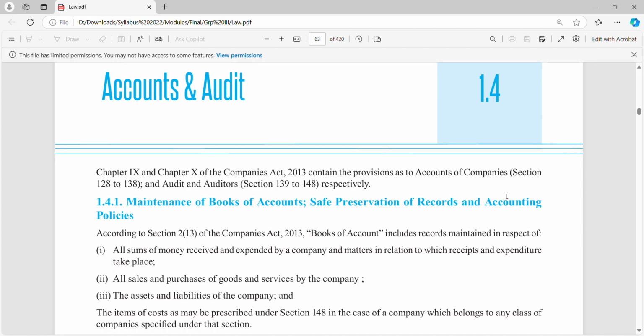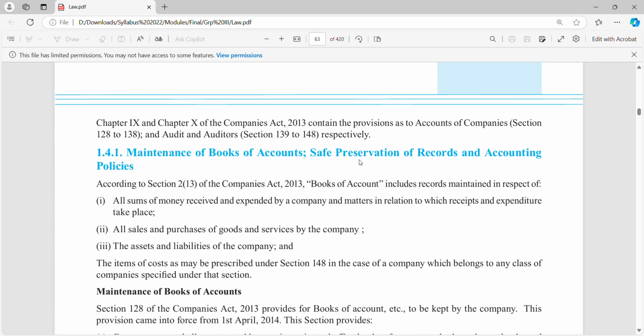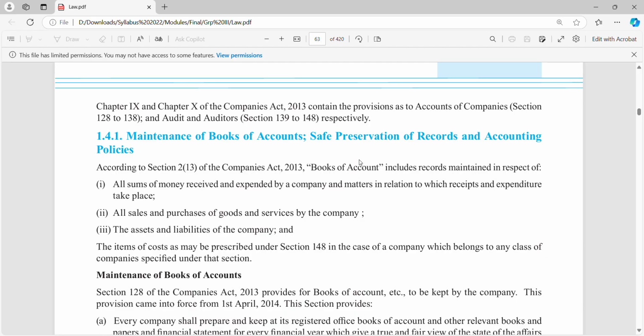In this video lecture, we will be covering the subject Law of Finals, new syllabus 2022. Chapter 1.4 Accounts and Audit. Here the Companies Act 2013 gives us guidance, rules, and regulations on how we should maintain books of accounts and how we should go for auditing. So: maintenance of books of accounts, safe preservation of records and accounting policies.